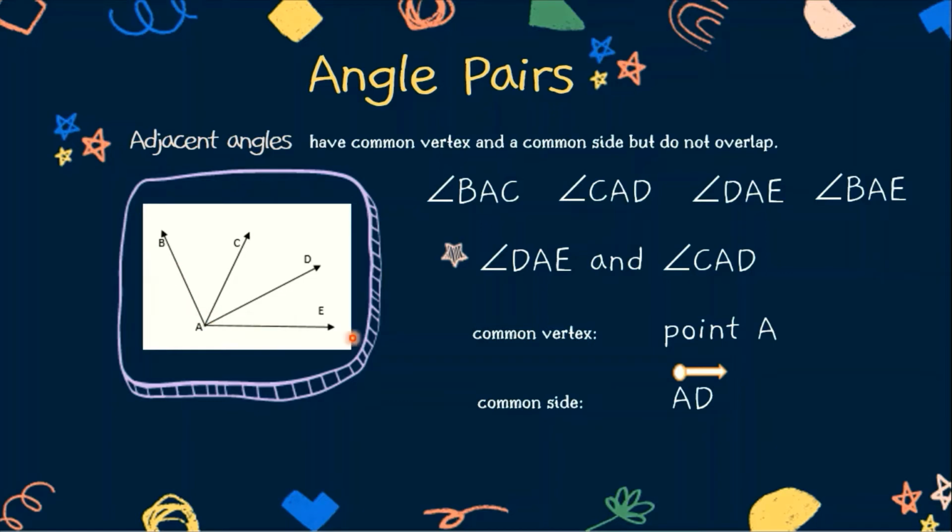Angle BAE and DAE are also not adjacent angles because they overlap. Yung DAE ay nasa loob ng BAE. Dapat magkadikit lang sila para maging adjacent angles sila.